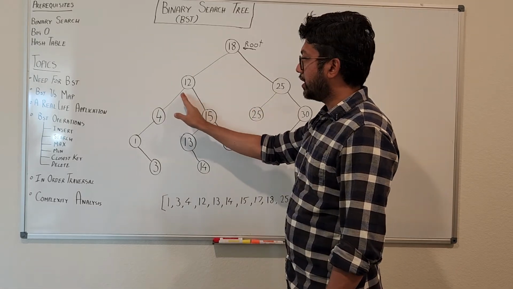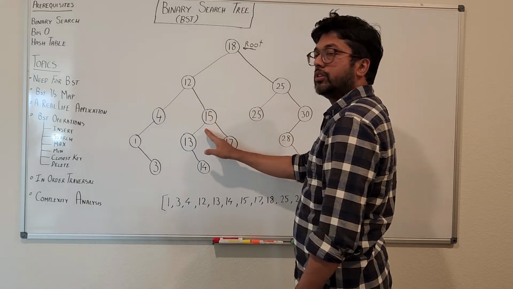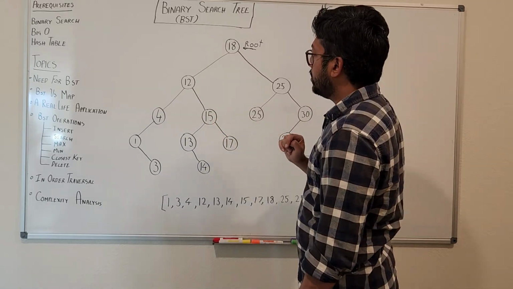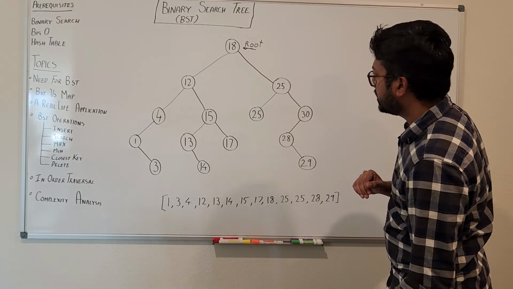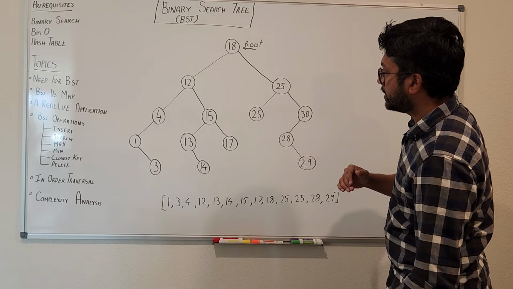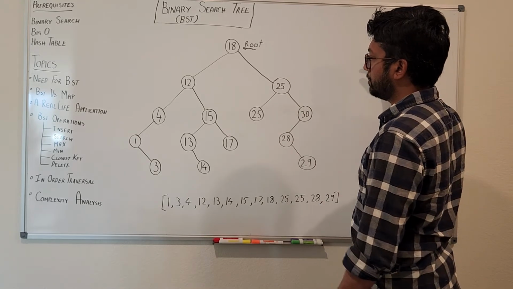Compare to 12. Now 15 is bigger. If it exists, it's going to be on the right. Come here, found 15. Now let's look for a number that does not exist. Say 13. Oh well, 13 exists. Say 16. I'm looking for 16. So let's see what happens.